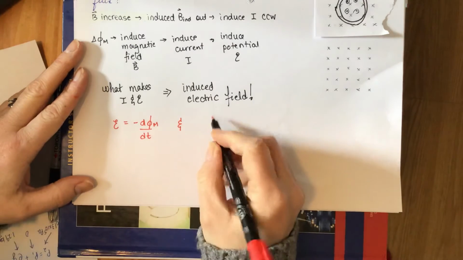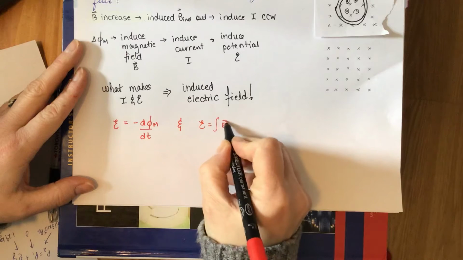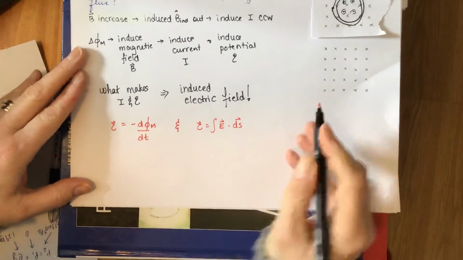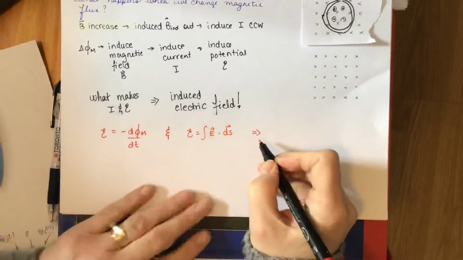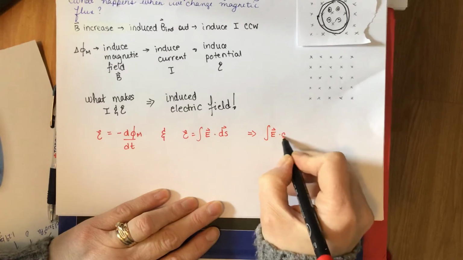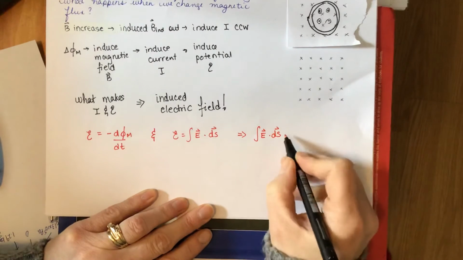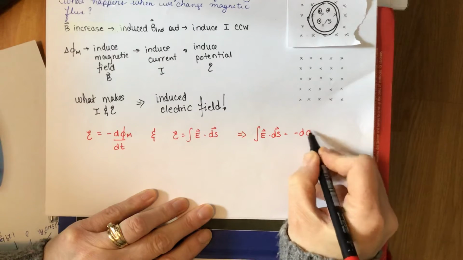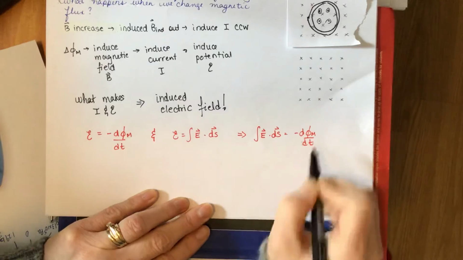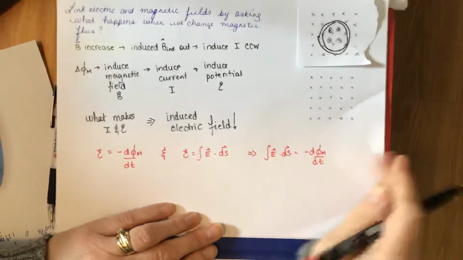We also know that the definition of potential, and this came from work and energy considerations, is the electric field dotted with distance. If you put these two together, then the result you get is that the integral of E dot ds, the integral of an electric field around a loop, is equal to the rate of change of magnetic flux. So there's a link between electric fields and magnetic fields because magnetic flux is B dot A.